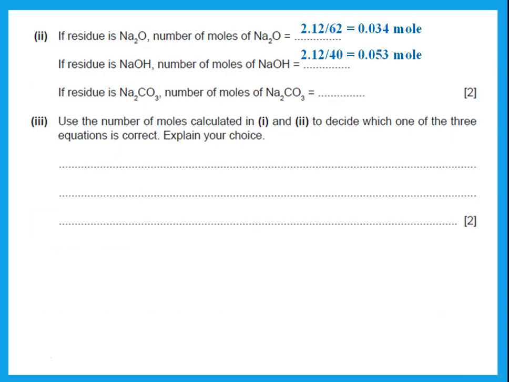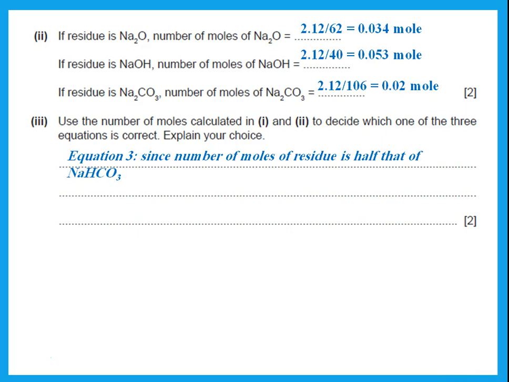So in that case, we're trying to choose which one. Now, he said I had 0.04 mole and the number of moles of sodium carbonate was 0.02. So that means that equation 3 is the correct one, since the number of moles of the residue is half of that of sodium hydrogen carbonate.